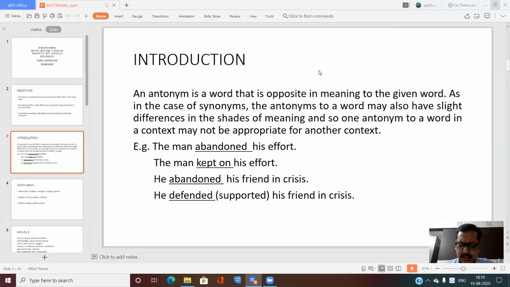Similarly, he has a white heart means he is good and honest. For this, the sentence with the opposite meaning will be, he has a black heart, meaning he has a wicked character or ill intention. The antonyms of some of the frequently used words are given below.